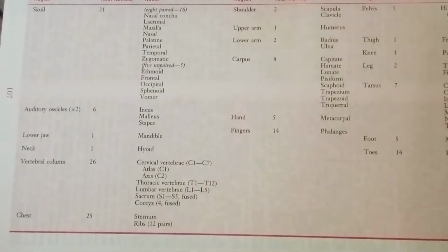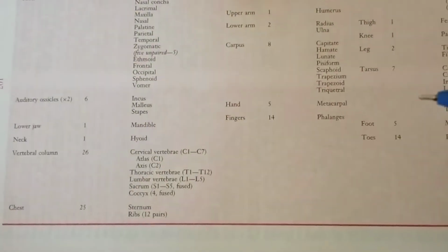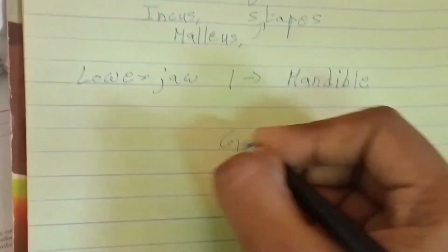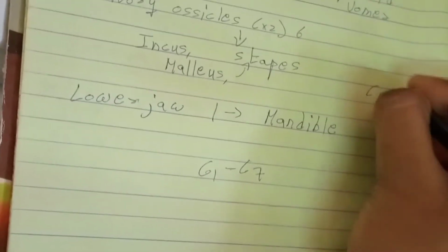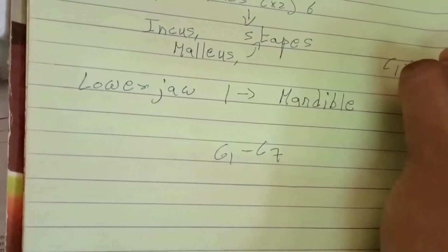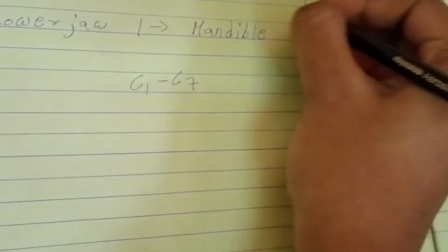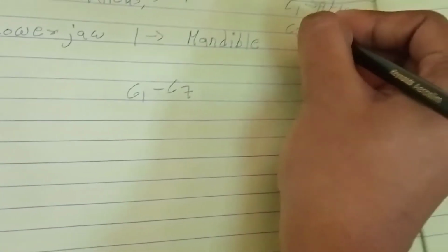Now coming to the vertebral column. The cervical vertebrae are C1 to C7. In the complete vertebral column, C1 and C2 have their own names. C1 is called the atlas, and C2 is called the axis.